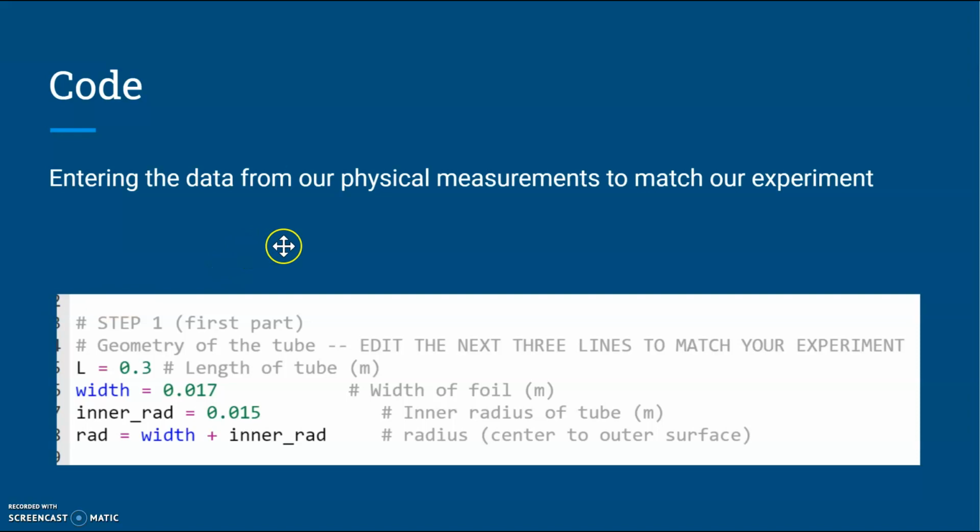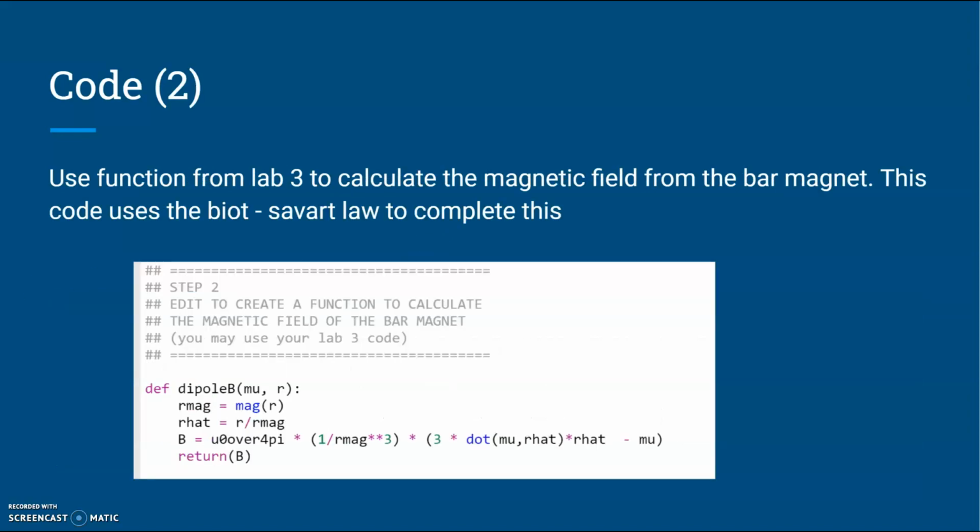So for the code, first we entered our data from our physical measurements to match our experiments. This part uses the function from Lab 3 to calculate the magnetic field from the bar magnet. This code uses the Biot-Savart law to complete this.